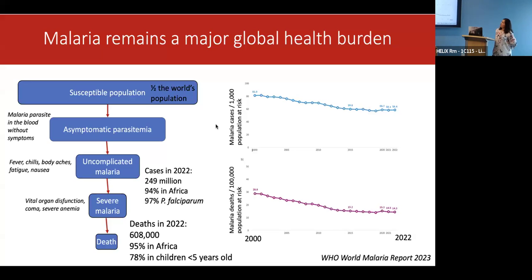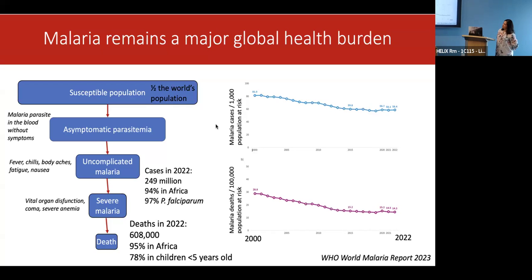And malaria is still a major global health burden. So these are some figures of recent malaria incidence globally. That has been declining over the past 20 years, but still is a major health issue.